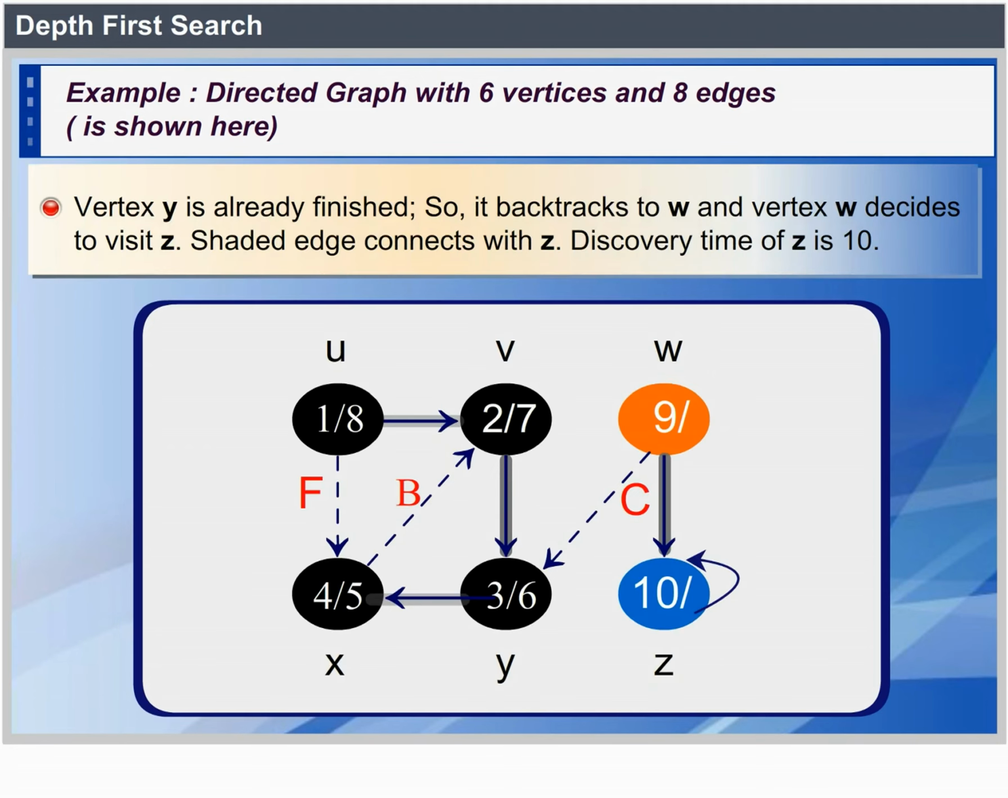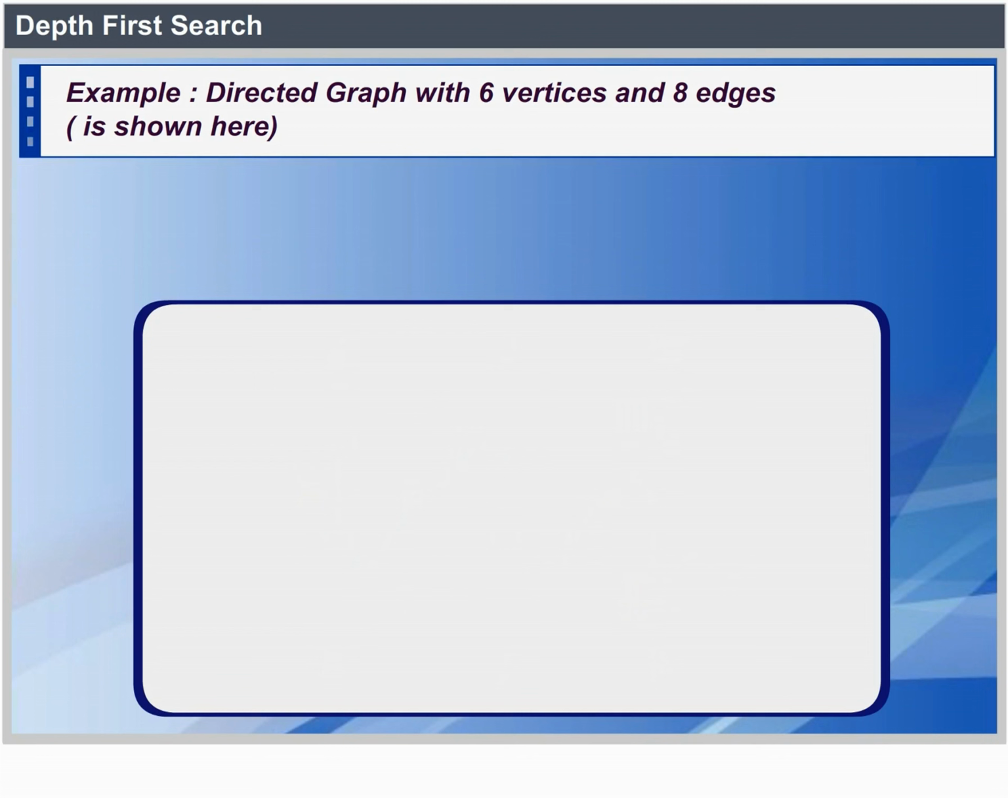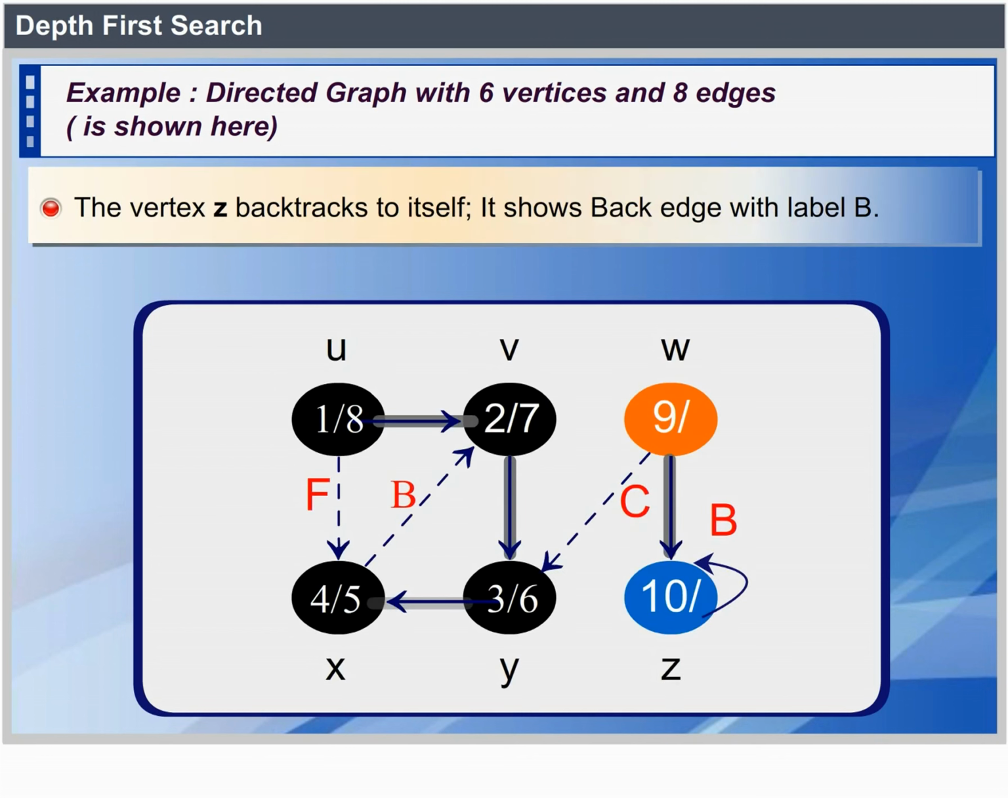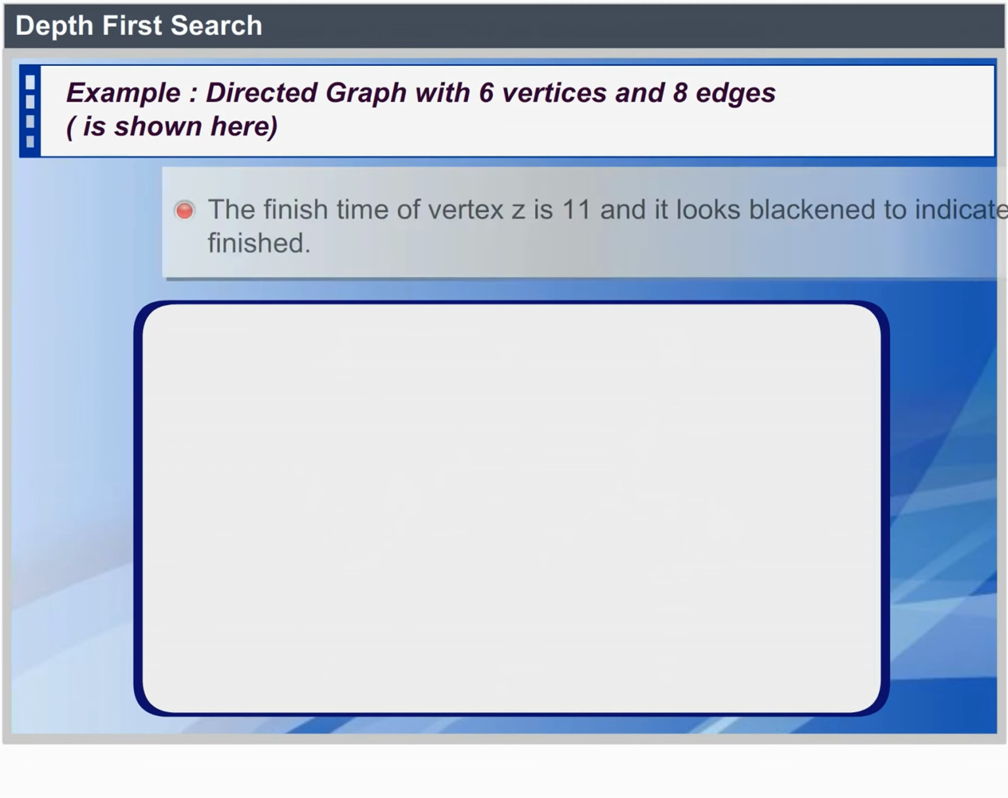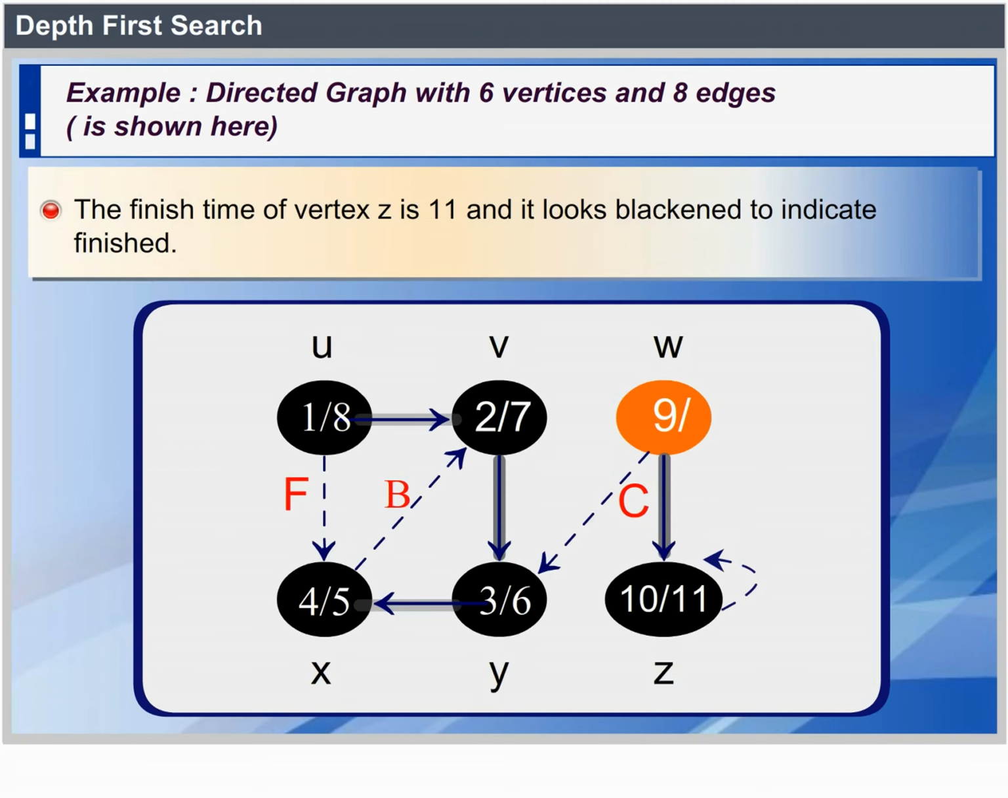Shaded edge connects with Z. Discovery time of Z is 10. The vertex Z backtracks to itself. It shows back edge with label B. The finish time of vertex Z is 11, and it looks blackened to indicate finished.